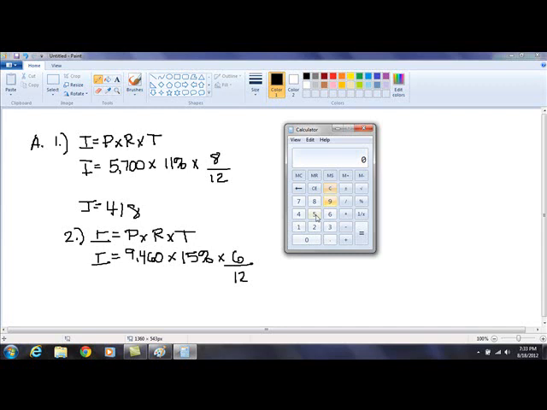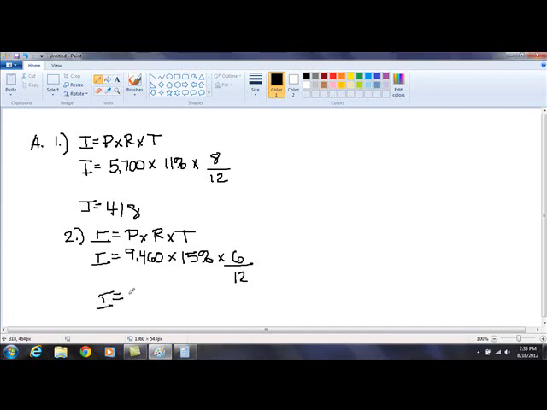Using my calculator, I will press that in as 9,460 times 0.15 or 15% times 6 divided by 12. And that means that my interest for this is $709.50. You can practice those on your own and make sure that you understand how to do portion A.